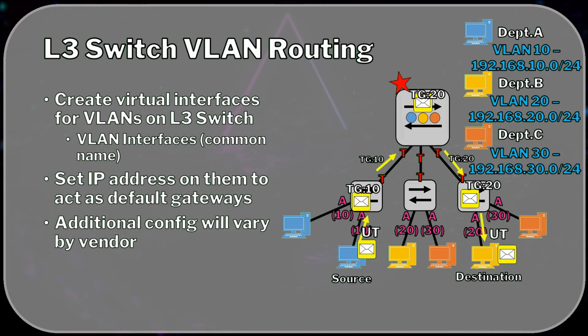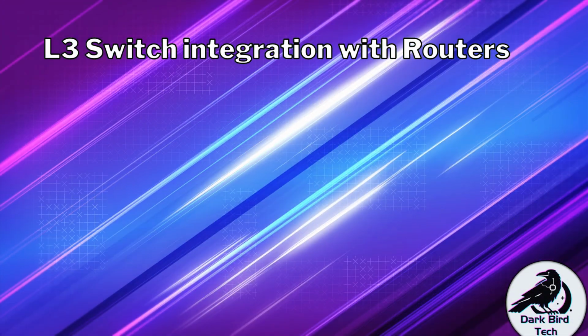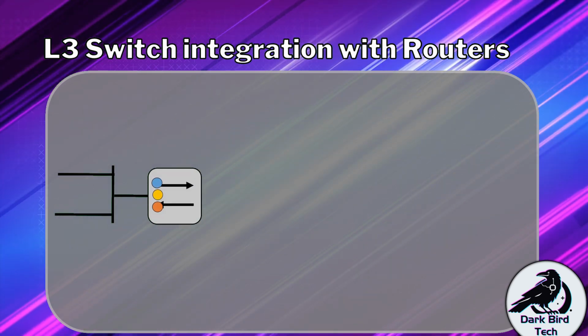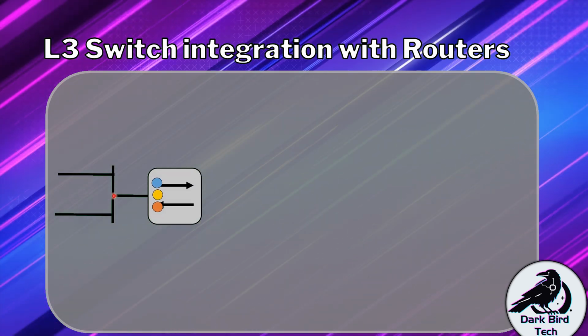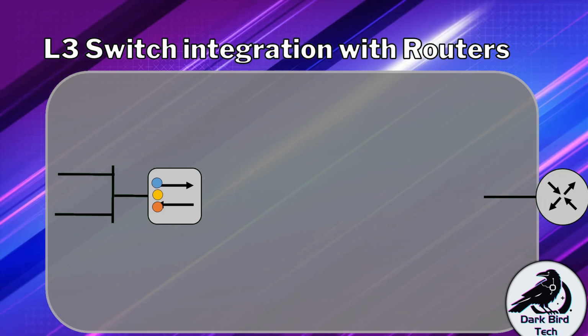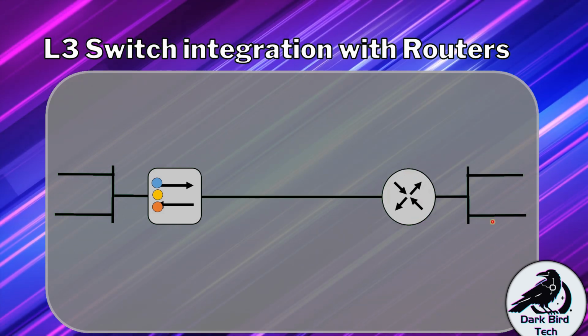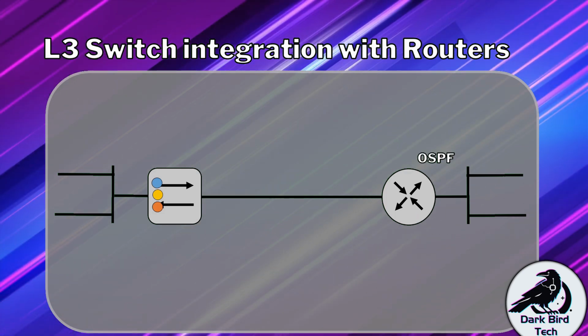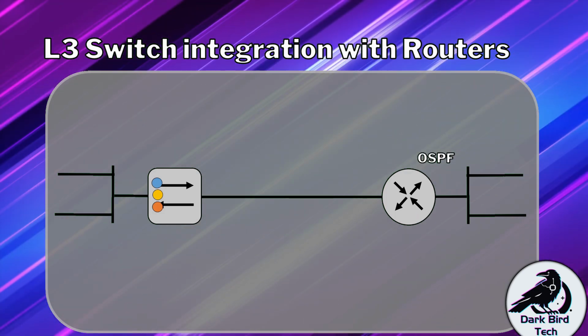Now, a concern you might have is, this is all well and good, this is really cool, this is neat. But how are we going to get traffic routed to other networks where we actually are using a router? Well, we can integrate layer 3 switches with routers. So if we have that layer 3 switch there with the lazy man symbol for a LAN segment, and we put a router on the other end, and there are some other networks that router is going to get us to, we could be relying on OSPF for the rest of the routed infrastructure.